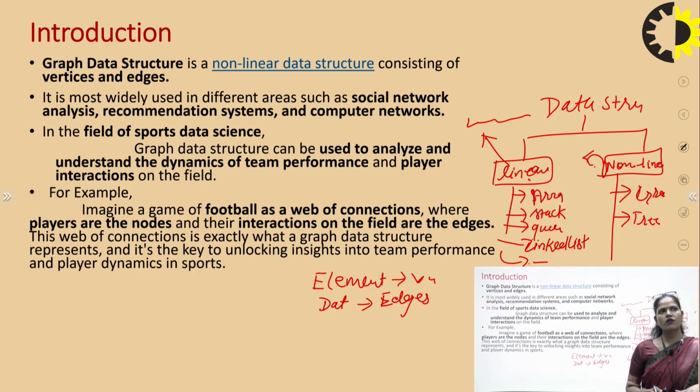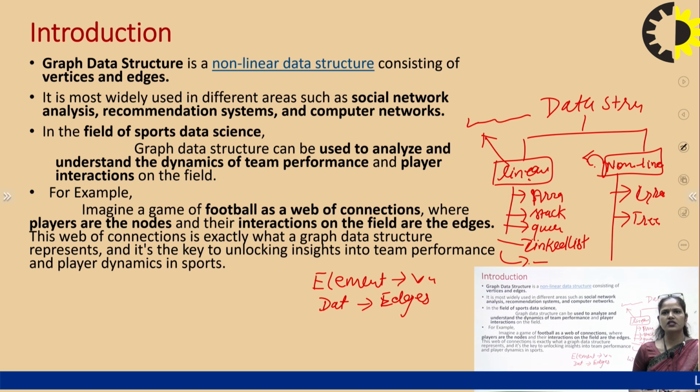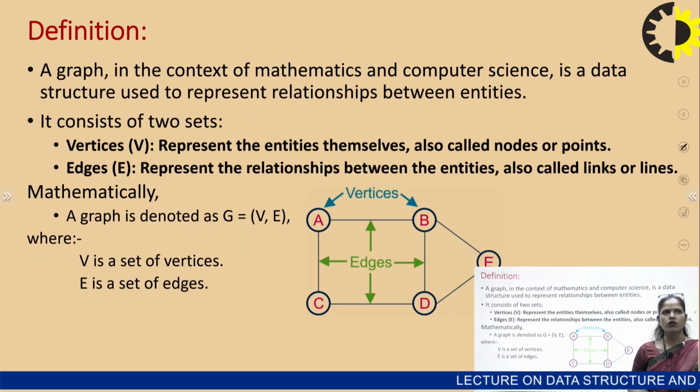And in the field of sports data science, graph structure can be used to analyze and understand the dynamics of team performance and player interaction on the field. So these are some examples where we see the scenario of graphs, right? Imagine a football ground and web connections also. So these are the basic concepts, right?